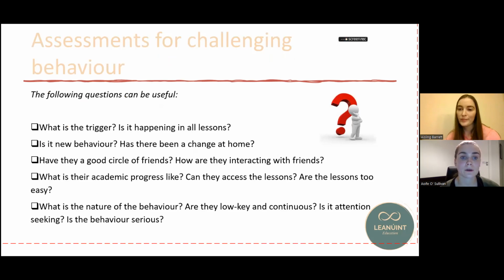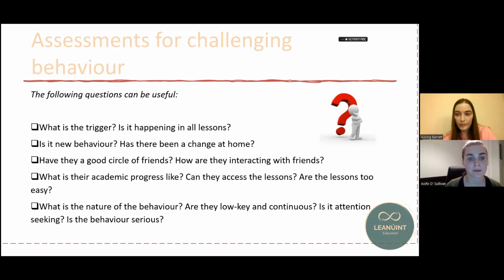We're going to move on now from literacy, numeracy, and general ability, and we are going to look at some assessments for challenging behaviour. And oftentimes the set teacher can be supporting children with challenging behaviour. So if you are, it's important to ask yourself the following questions. If there is a challenging behaviour, is there a trigger for this behaviour? So is there something that's causing it? Is it happening in all lessons, or is it just happening in one lesson?